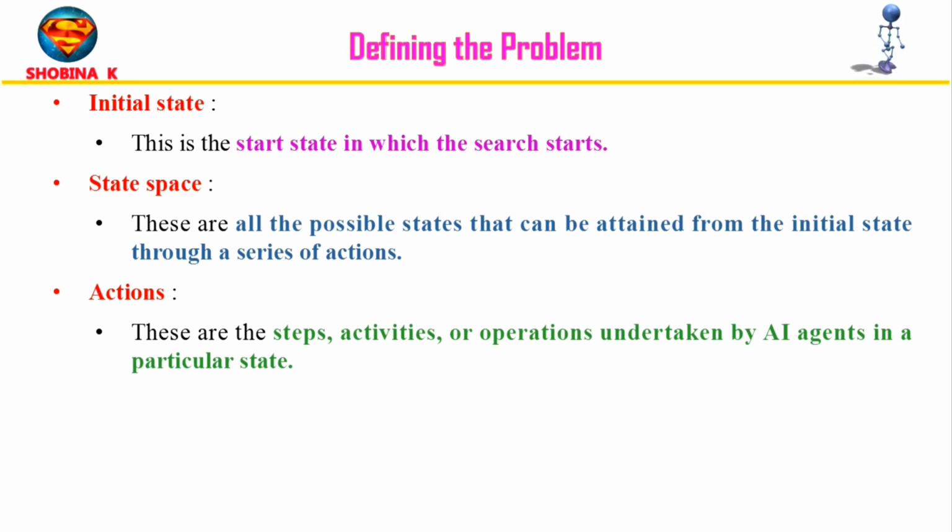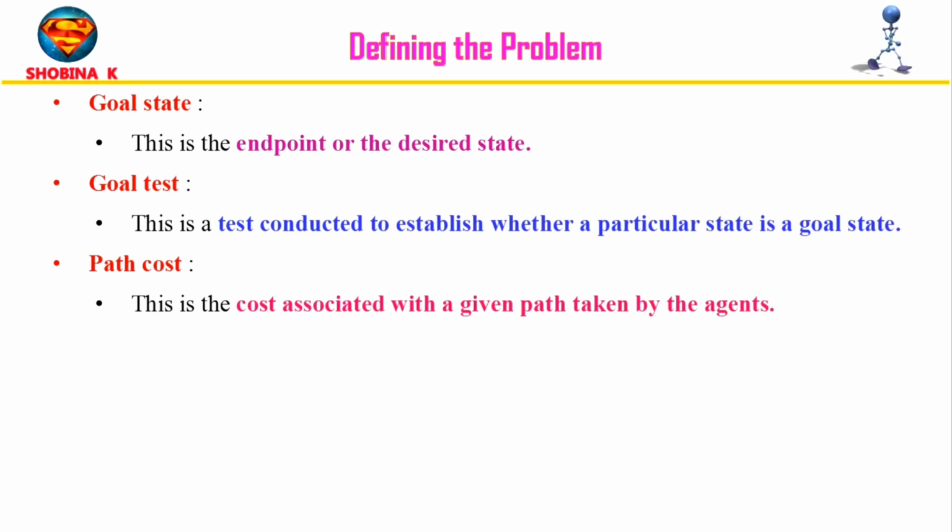The following are the factors that need to be defined. First, the initial state. This is the start state in which the search starts. And next, the state space. These are all the possible states that can be attained from the initial state through a series of actions. And we know that actions are the steps, activities, or operations undertaken by AI agents in a particular state. The goal state is the endpoint or the desired state. And next we have the goal test. This is a test conducted to establish whether the particular state is a goal state. And finally we have path cost. This is the cost associated with a given path taken by the agents.